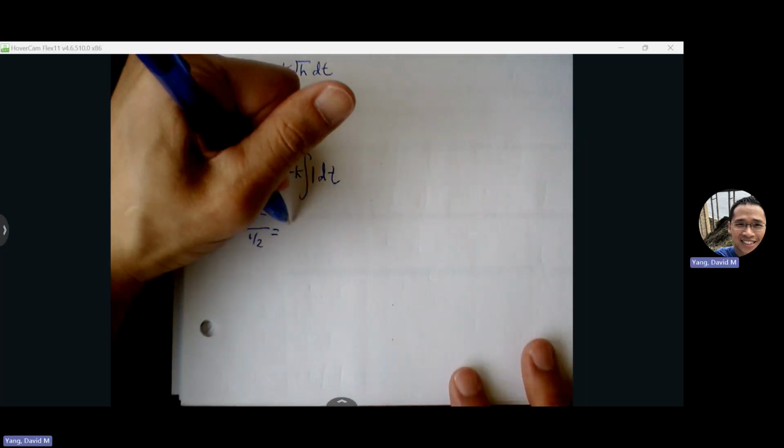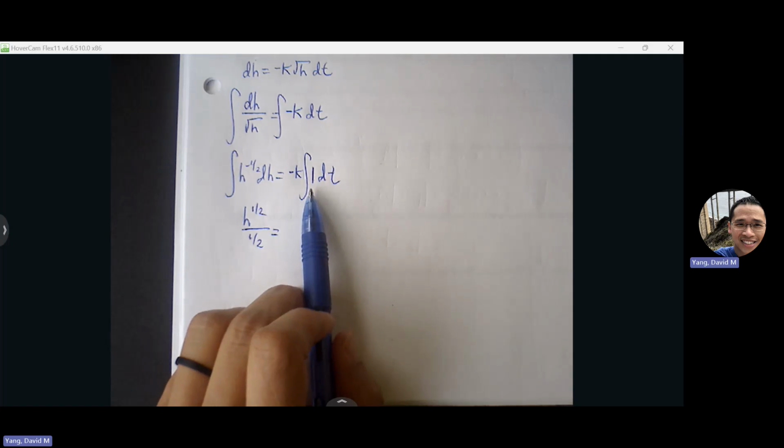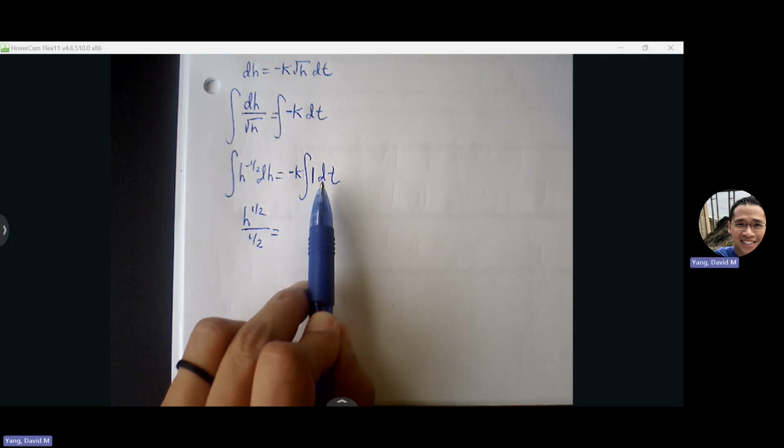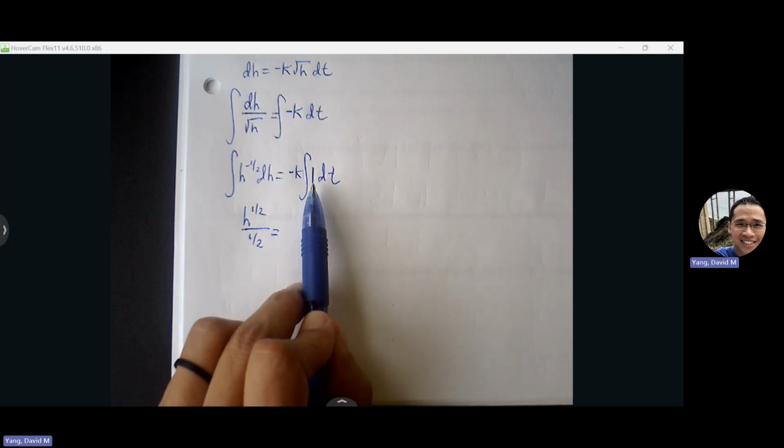K is just a coefficient. What is negative k times the integral of 1 dt going to turn into? What's the integral of 1? But we want to use what variable? T, yeah. So t, so what does that become?